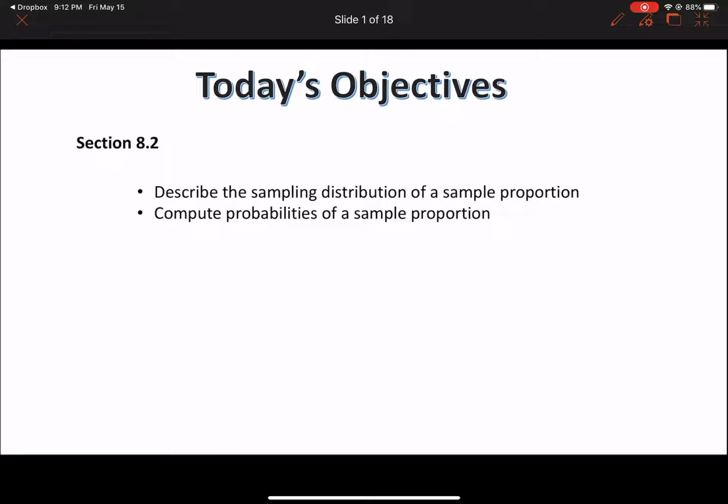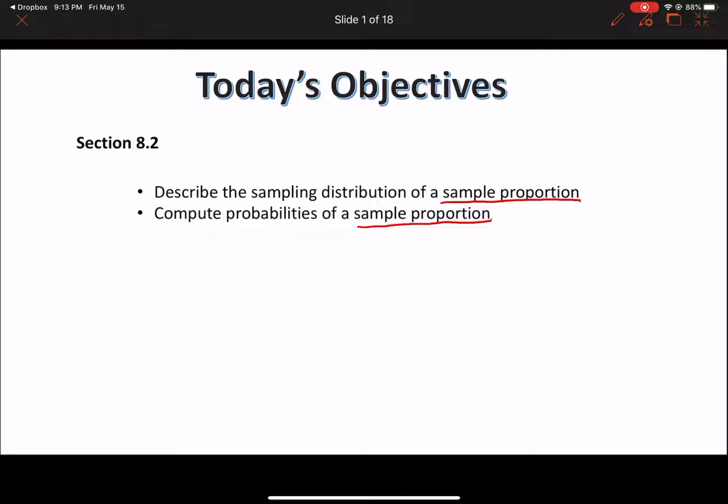Okay, let's jump into section 8.2. Now, this is going to be very similar. There's some things that are very similar to 8.1, but we are looking at a different type of sampling distribution. The last sampling distribution we did in 8.1 was for sample mean. Today we're going to look at sample proportion. So this is a little bit different, and we're going to have a whole new way to calculate standard deviation.